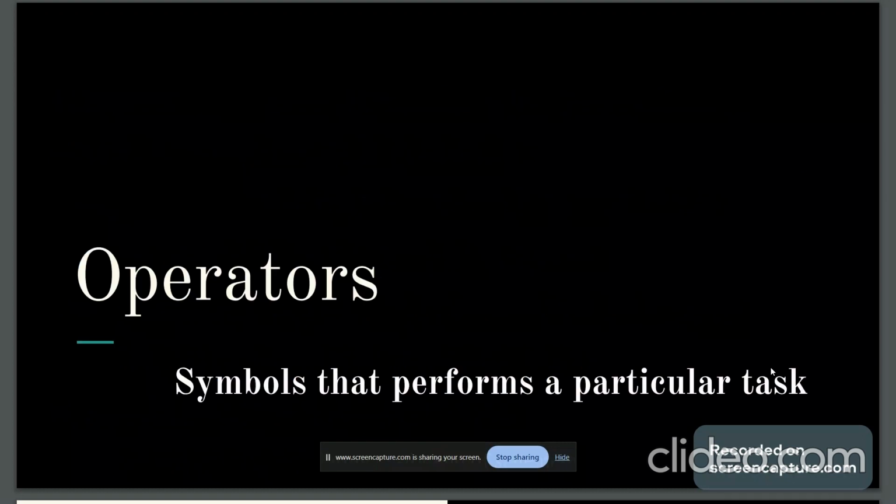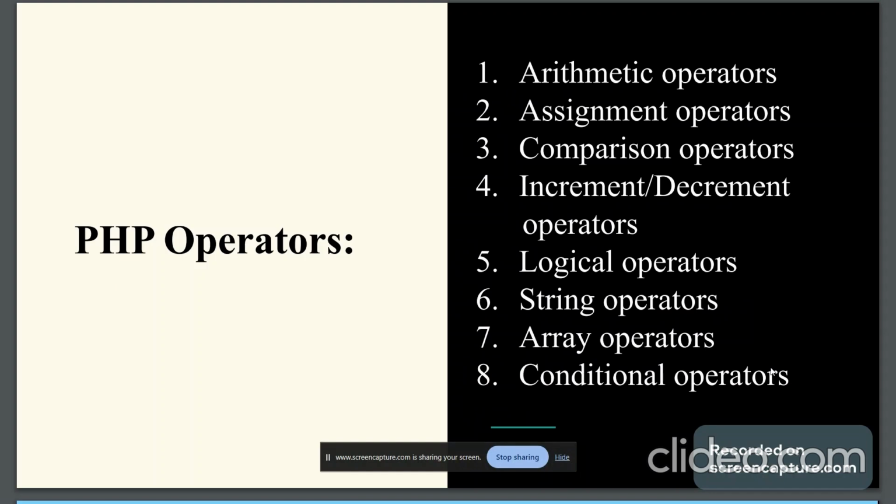Now, starting with the operators. Operators are the symbols that are written to accomplish a particular task. Now, what are the categories of operators in PHP? Arithmetic, assignment, comparison, which are also known as relational operators, increment, decrement, logical operators. Two additional categories are over here, string and array operators. And the last one is the conditional operator.